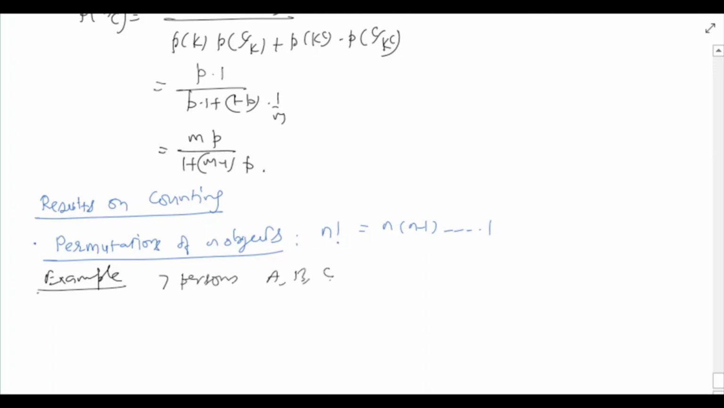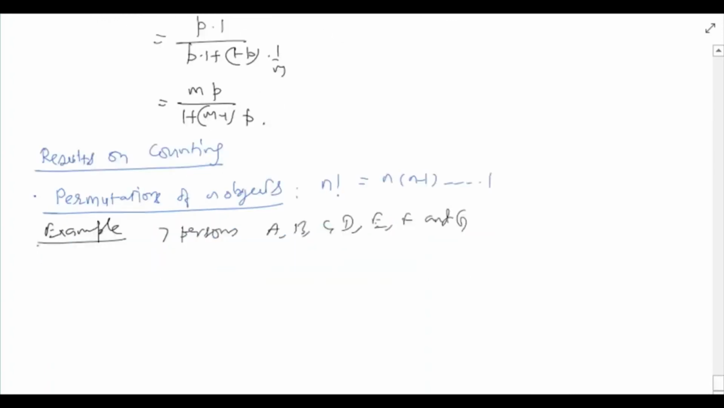A, B, C, D, E, F and G, and we want to arrange these people in a row. In how many ways can we arrange these people in a row? That is exactly the number of ways we can permute these letters A to G. Number of ways in which these persons can be arranged, and so this is factorial 7.